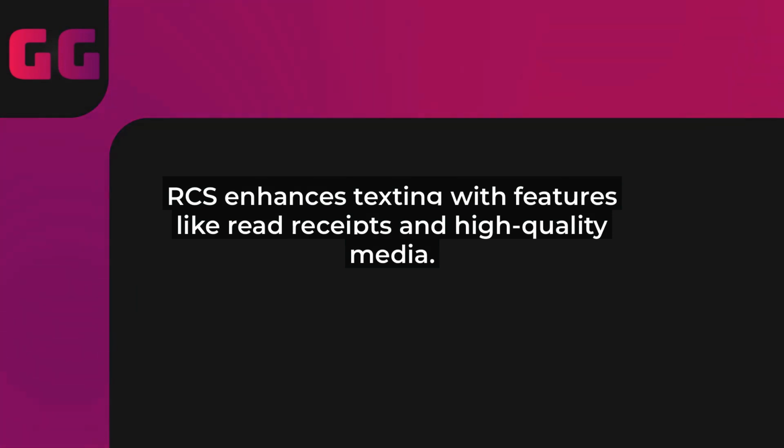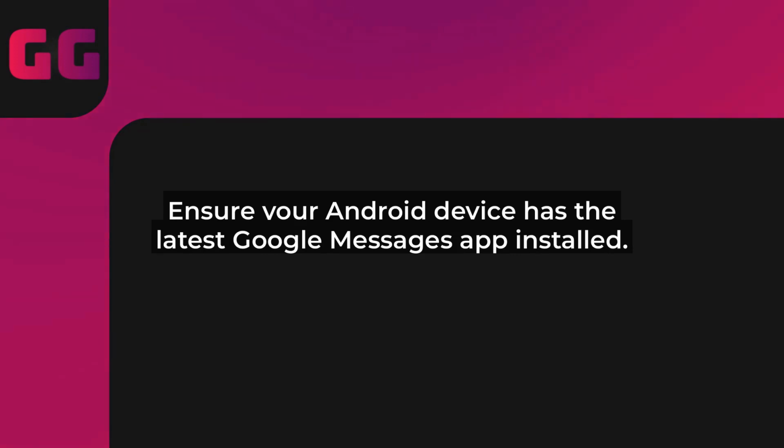Today, we're tackling how to turn on RCS messaging in 2025. If you're still stuck with old school SMS, you're in for a treat. RCS, or Rich Communication Services, is like the upgraded version of texting. Think high-quality photo sharing, read receipts, typing indicators, and even emoji reactions, all powered by Google. It's faster, more reliable, and makes chatting feel like a modern app. Plus, with 2025 updates, it's even more seamless across devices.